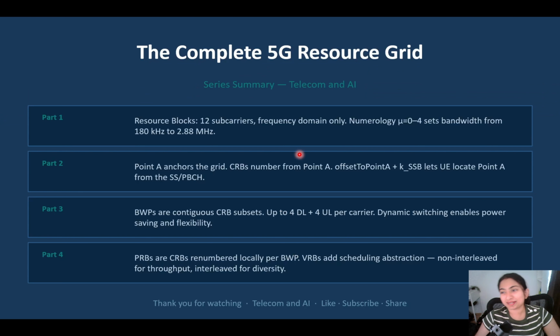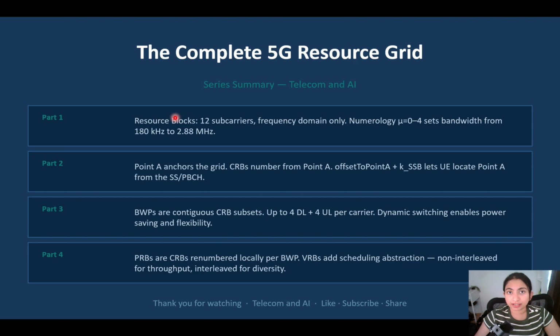And that's a wrap. Let us bring together everything that was covered in the whole 5G NR resource grid into one final summary. So in part 1, we looked at the concept of resource block. The fundamental unit of a 5G NR resource grid is a resource element. In 4G, a resource element is defined in both time and frequency domain. A resource element is defined as one subcarrier in frequency domain and one symbol in time domain.